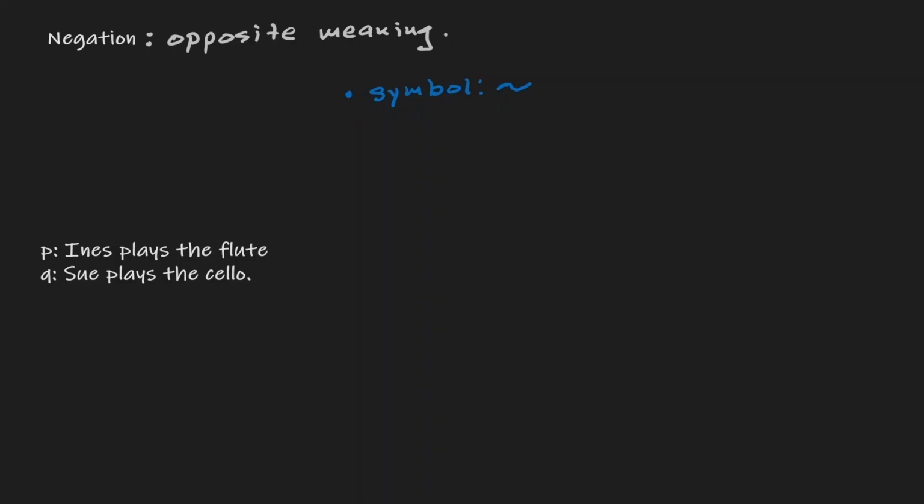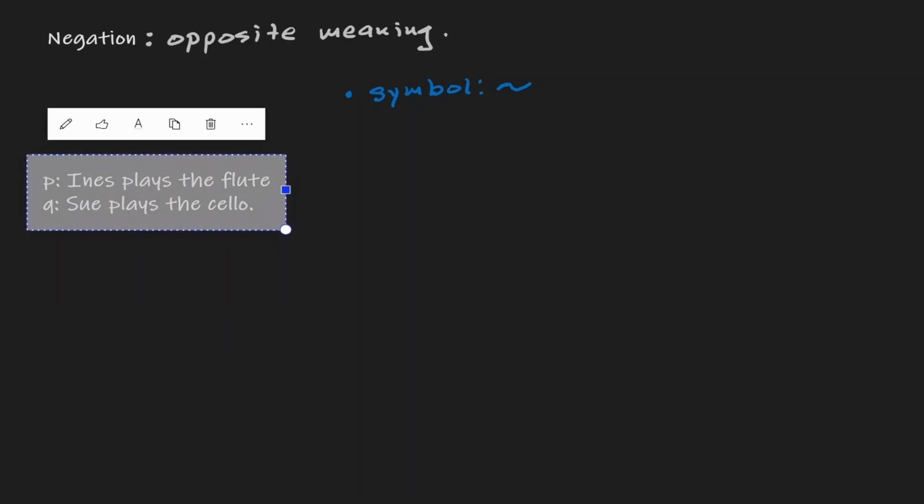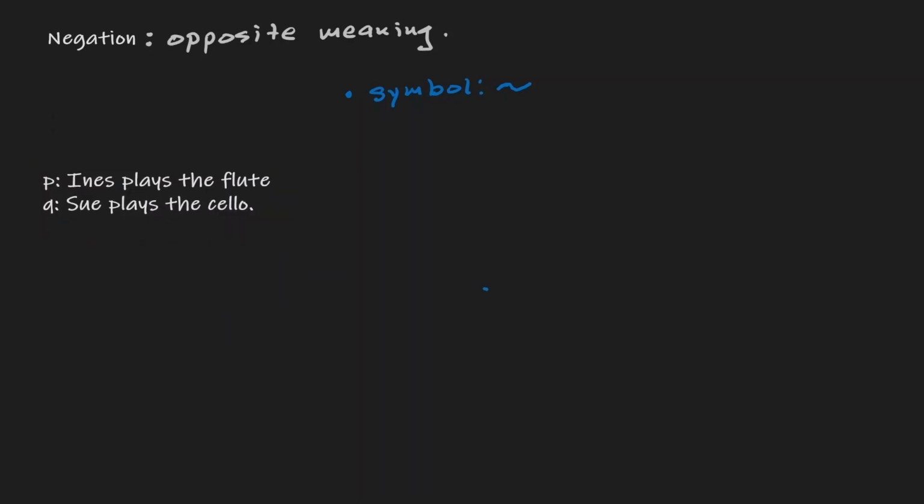So here we are given two different statements. Let's try to negate them. And notice that we are not putting them together. We are just negating them. So what does the negation of Inez plays the flute look like? Well, the negation for that is Inez does not play the flute. And notice that I'm using the words does not to negate it.